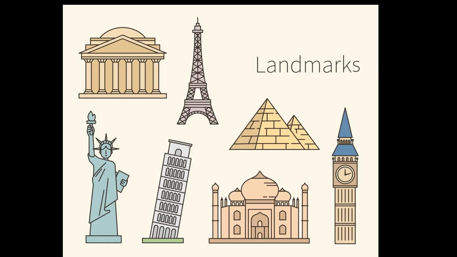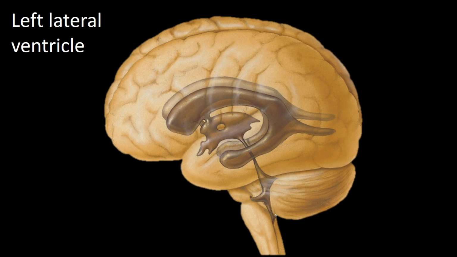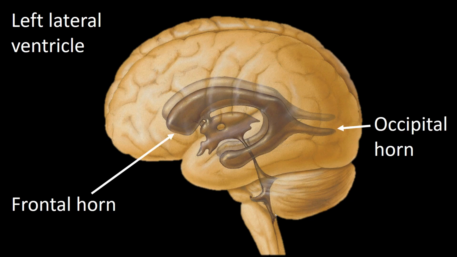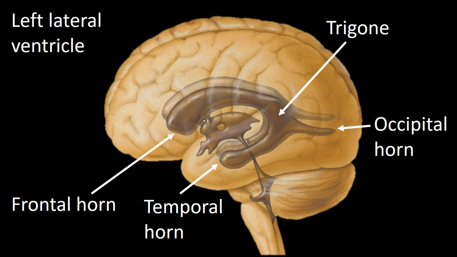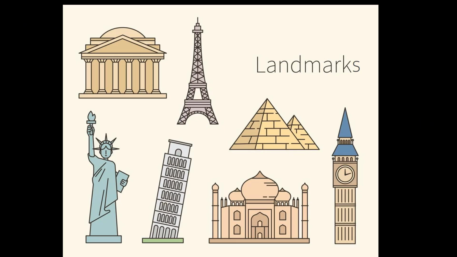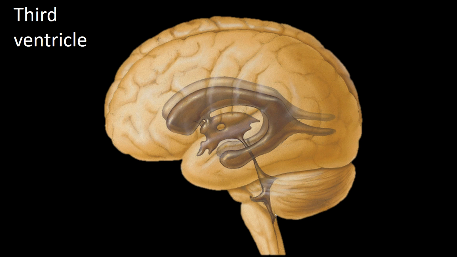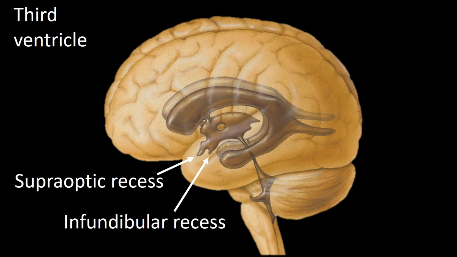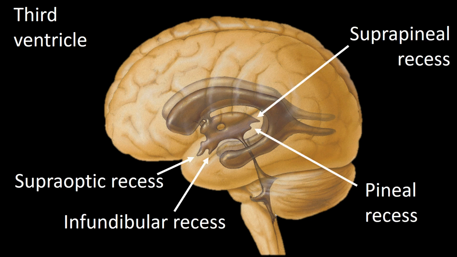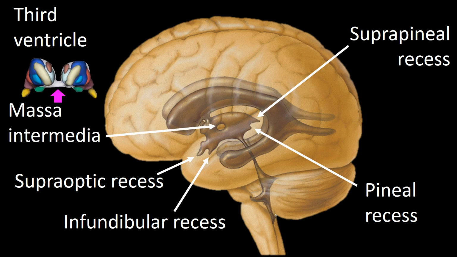The main landmarks of the lateral ventricles are the frontal or anterior, occipital or posterior, and temporal or inferior horns, the trigone where they meet, and the body. The main landmarks of the third ventricle are the supraoptic, infundibular, suprapineal, and pineal recesses. In the third ventricle, we also see the massa intermedia or interthalamic adhesion. The interthalamic adhesion is a band of gray matter that connects both thalami by going through the third ventricle.